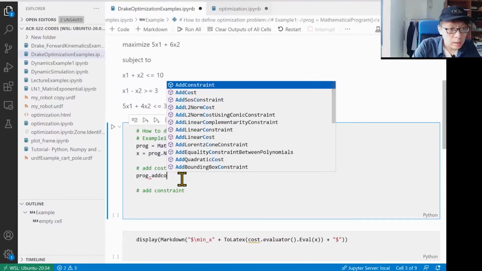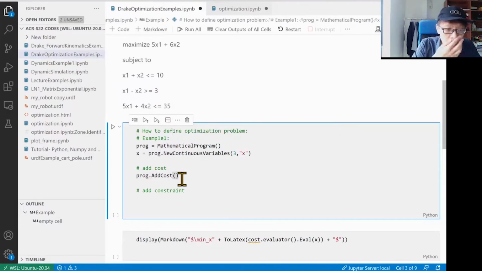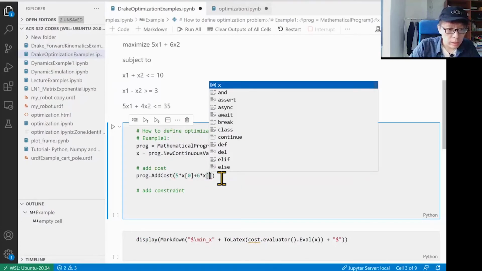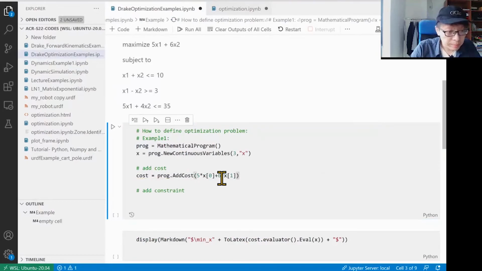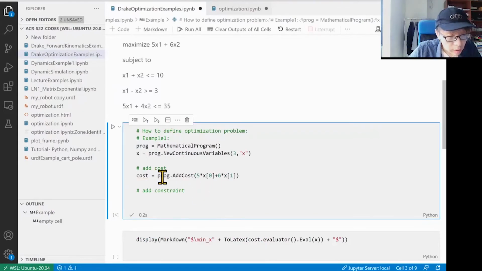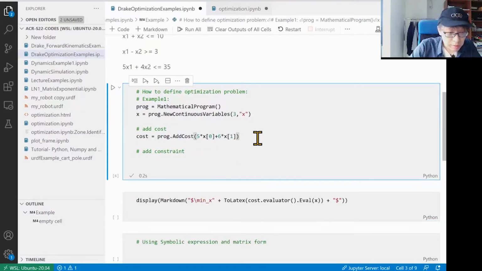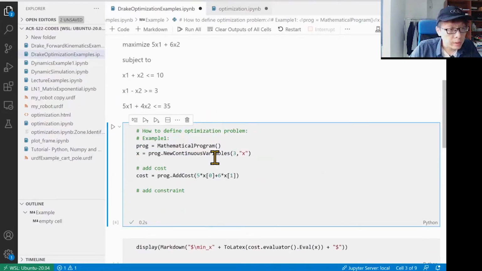Add cost, right? And what kind of cost we want? It's 5 times x1, which is, well, here the index starts from 0, so 5 times x0 plus 6 times x1. Okay, that's my cost. I can call this cost, equal to that. That already defines our cost function. And we can also add constraints. How many constraints do I have? I have 3 of them.